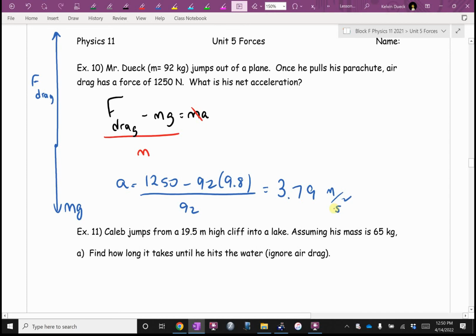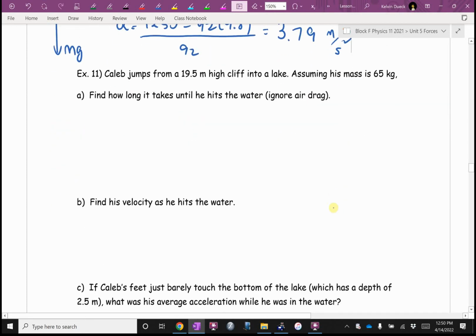Let's look at a little cliff jumping. Caleb jumps from a 19.5 meter high cliff into a lake. Assuming his mass is 65 kilograms. Ella, what's it want me to find? Time. Now let's go back to our kinematics methods. I'm going to go t equals question mark. I'll make my list. This is not a job for a free body diagram.